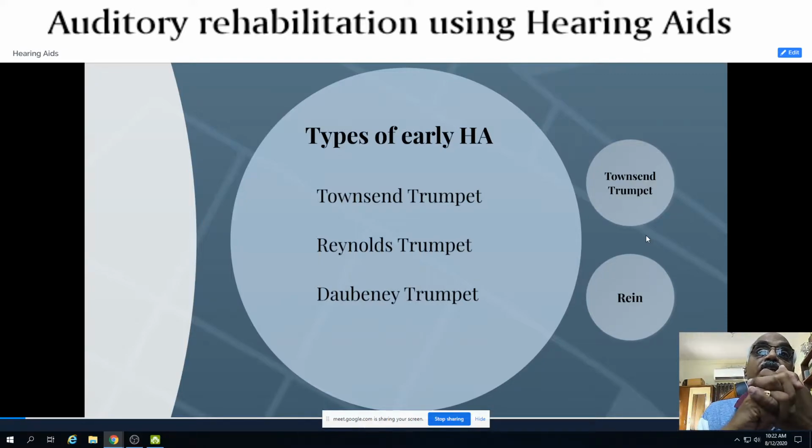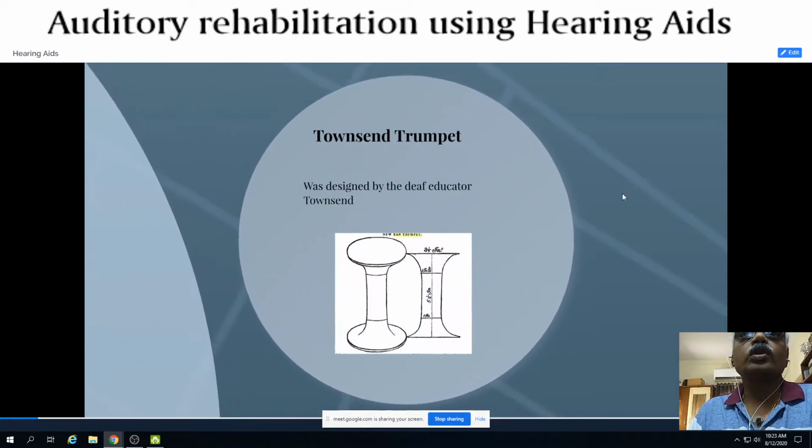And then Townsend was the first person to conceive that a trumpet can be designed to transmit sound. So Townsend designed a trumpet, and it was aptly named by him. He was a deaf educator. In those days, special educators were trained to educate deaf children. So he designed this equipment to educate deaf children. This equipment was called the Townsend trumpet.